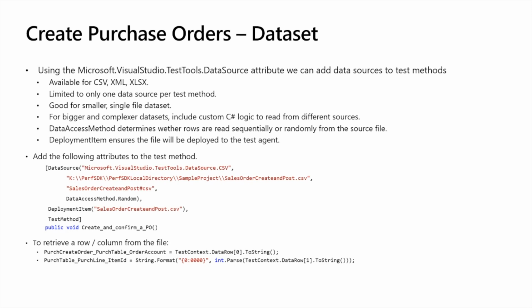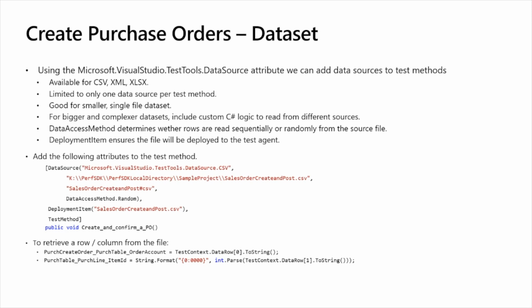If you're intending to use a more complex data source or multiple files, you should be thinking about moving to custom C# code to read from different files. Ideally, this should be a framework you can reuse across multiple tests and not just single-use code that you write. Using the data access method enumeration, you can also specify whether the CSV that you use as a data source is read sequentially or read randomly. In our example, we'll use the random method, of course.